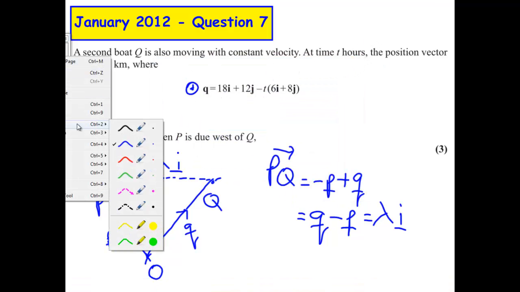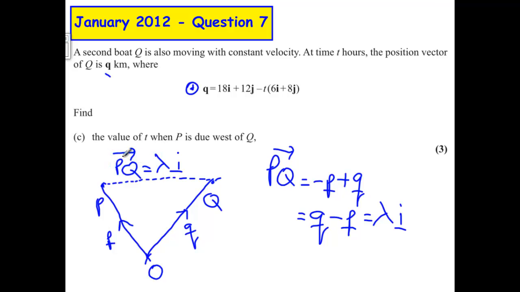Now, in terms of where these marks are allocated, this is a 3-mark question. You don't get any marks for drawing this diagram. I was just drawing the diagram to show you how I know that P to Q is lambda I, and how I can find P to Q by doing minus P plus Q. So you don't actually get any marks for this, but you may want to do it in an exam just to make sure that you're entirely clear on what you're doing.